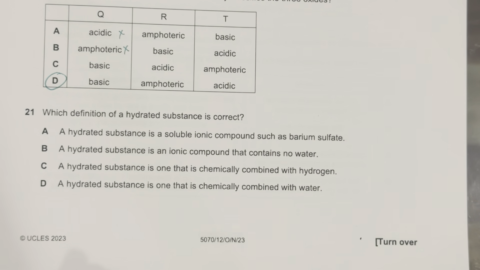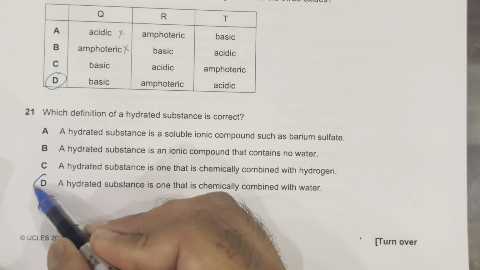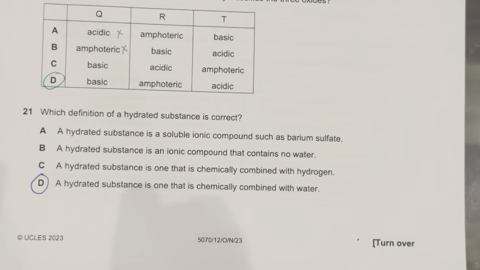So we're going to read the options. Hydrated substances are soluble compounds. Hydrated substance is any compound that contains no water. No, this is totally the opposite. Hydrated substance is one that is chemically combined with hydrogen. No. Hydrated substance is one that is chemically combined with water. This is the correct option. Now we will move to question number 22.